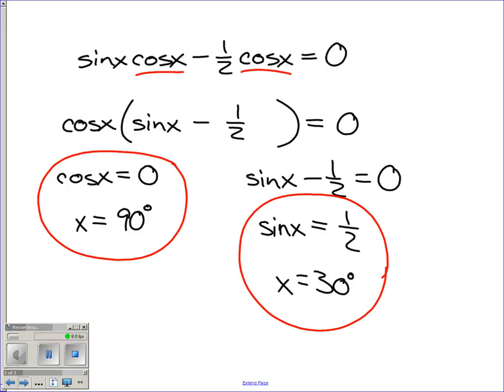Now then, let's take a look at example 2. For this one, it says solve cosine squared of x minus cosine of x plus 1 is equal to sine squared x.